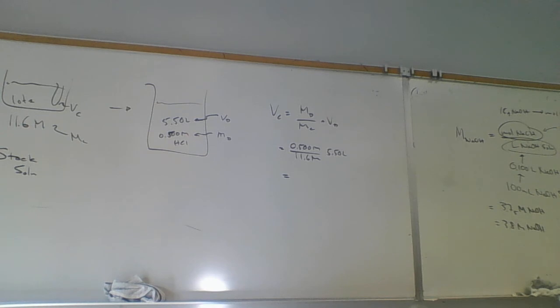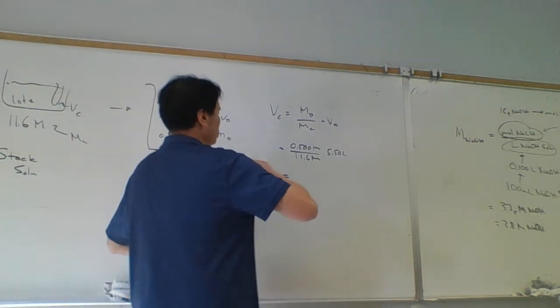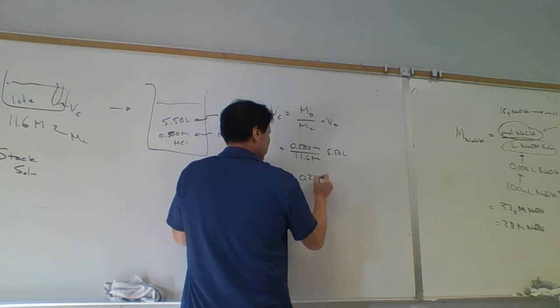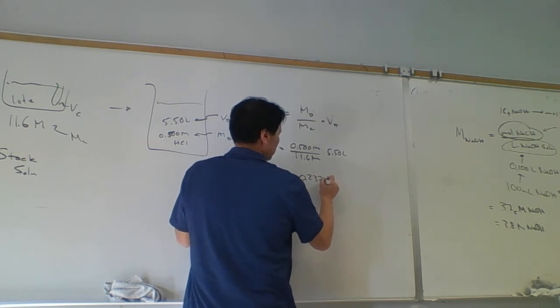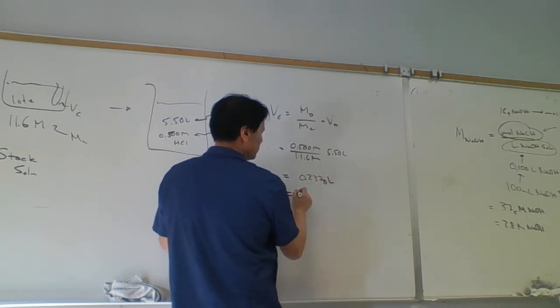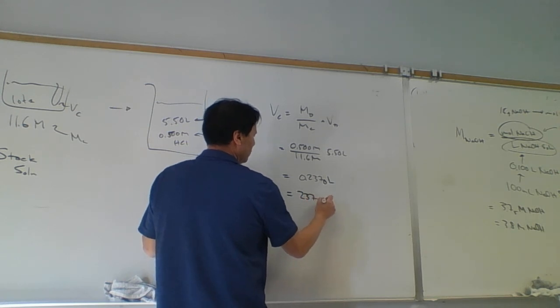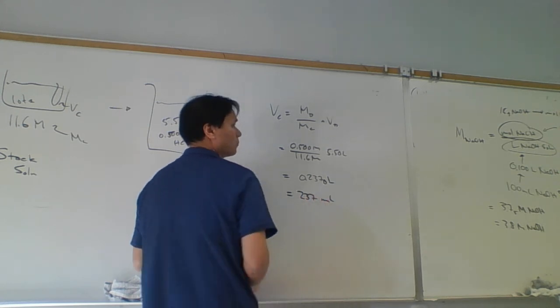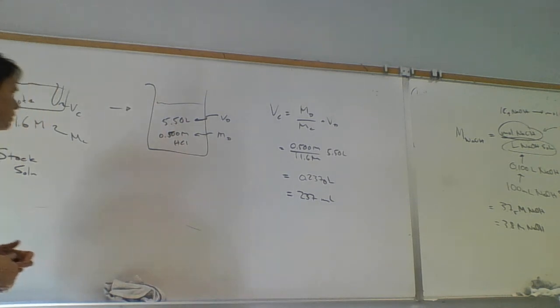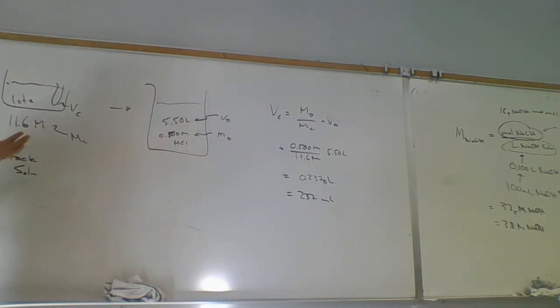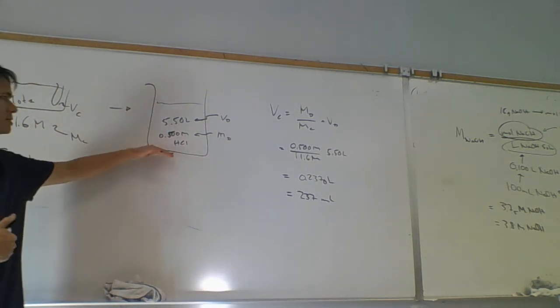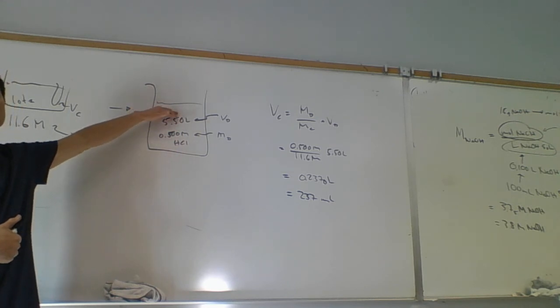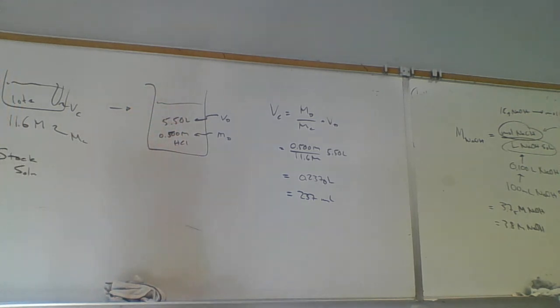Let's see what I get. 0.5 times 5.5 divided by 11.6. 0.2370 liters, which is equivalent to 237 milliliters. And so I just need 237 milliliters of the concentrated stuff, dump it into this container, and then fill it up to the 5.5 liter mark. And I should have the solution that I want.